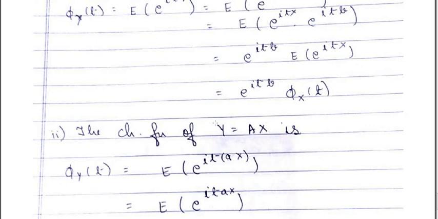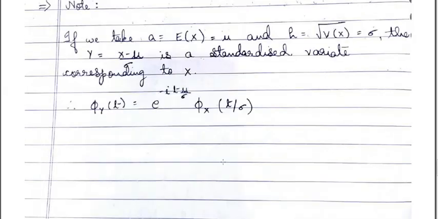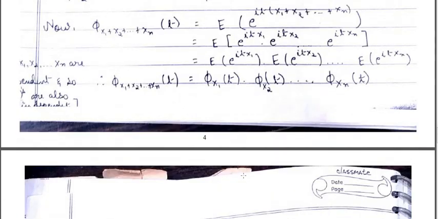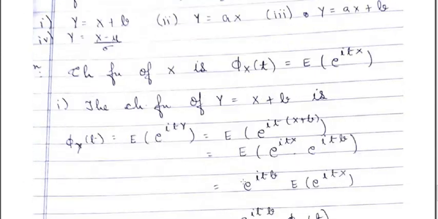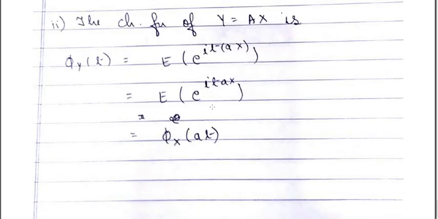The characteristic function of y equals a x is phi y t equals expected e raised to i t a x. So what will this be? a t equals, suppose, t dash, so phi of x t dash, but t dash equals a t. The same way as we studied previously, see that, I will show you, this is t dash. So what will this be? Phi y t equals e raised to i t a x, but t dash equals t a, so phi x t dash, but t a dash equals a t, so phi x a t, like that.